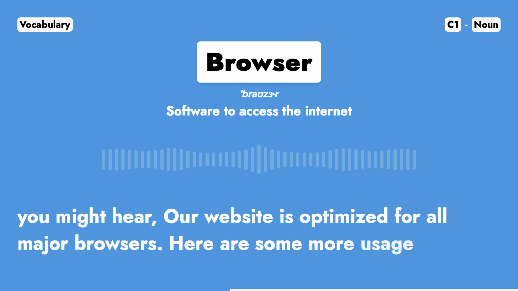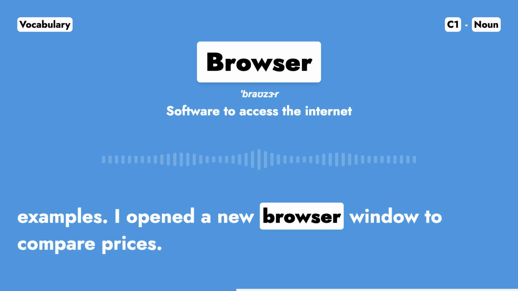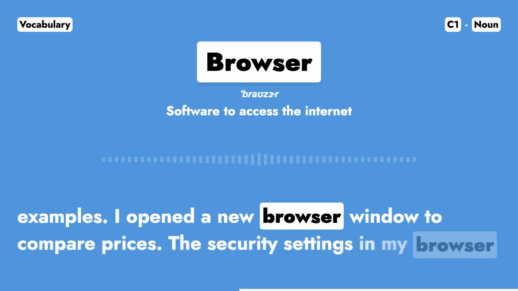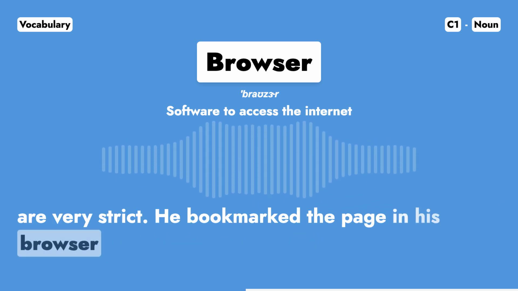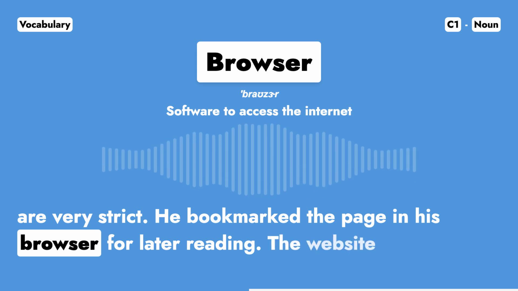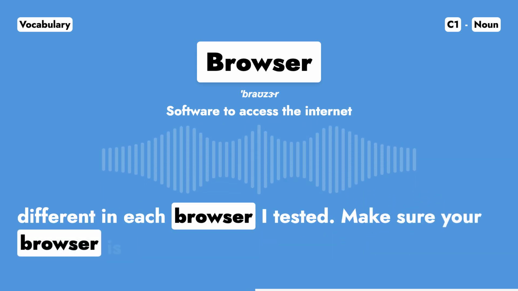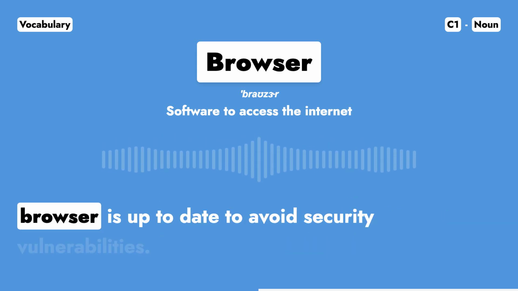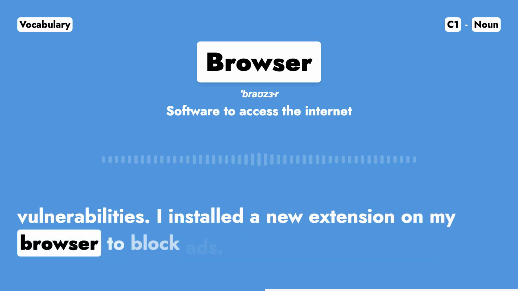Here are some more usage examples. I opened a new browser window to compare prices. The security settings in my browser are very strict. He bookmarked the page in his browser for later reading. The website looked different in each browser I tested. Make sure your browser is up to date to avoid security vulnerabilities. I installed a new extension on my browser to block ads.